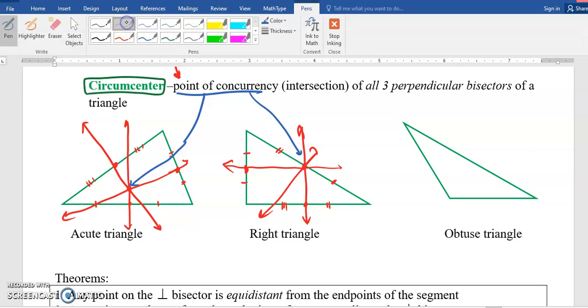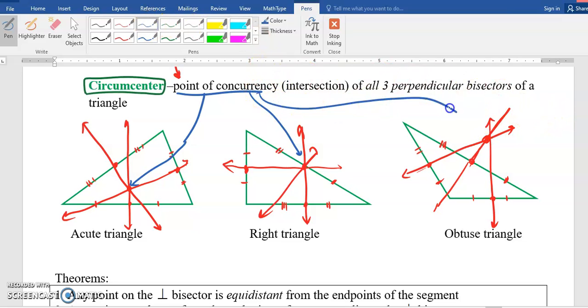And when we do the same thing with an obtuse triangle, bisector, go perpendicular to that. Bisector, go perpendicular to that. Bisector, go perpendicular, and that point of concurrency is actually outside the triangle. So the circumcenter is outside the triangle. It can be inside the triangle, it can be on the triangle, it can be outside the triangle.